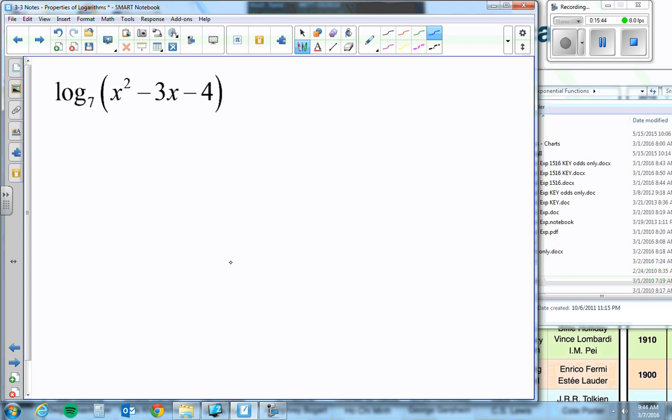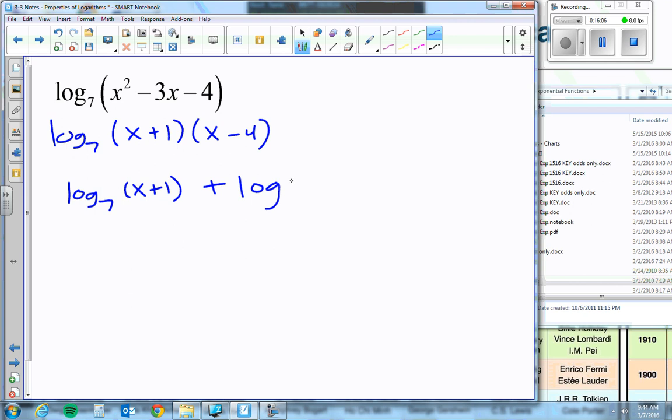This is not bad, except you cannot do it the way it's written because you can't do anything with log of the sum or difference, right? So what do you need? A factor. Good. And 1 and 4, I'm thinking? Which one's positive? Yeah. And so there you go. Just rewrite it: log of the first factor plus log of the second factor. And once again, you need to have parentheses the way I have them.